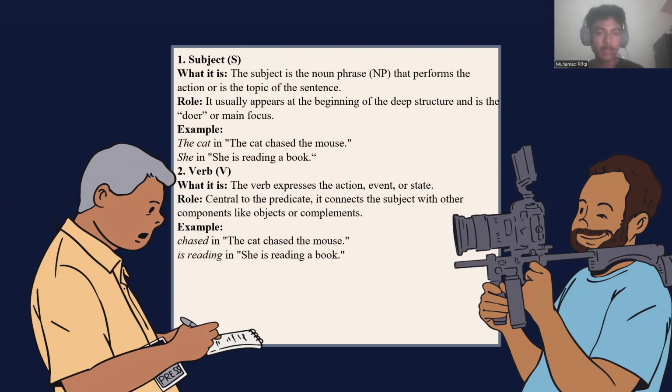Number 2 is verb. What is this? The verb expresses the action, event, or state. Central to the predicate, it connects the subject with other components like objects or complements. For example, "chased" in "The cat chased the mouse." "Is reading" in "She is reading a book."